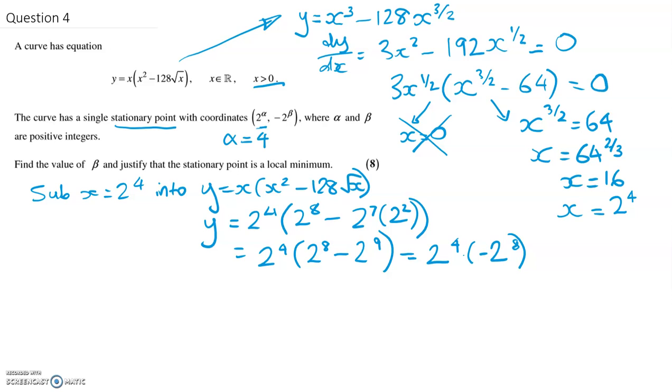So again, when you have two numbers with the same base number timesing each other, you can just add the indices together. So we've got minus 2 to the power 12. I kept everything in the form 2 to the power something because I know that that's how they want my answer to be. But if you're uncomfortable with that, you can just plug it into the calculator, and when you get your answer, work out what power of 2 that is.